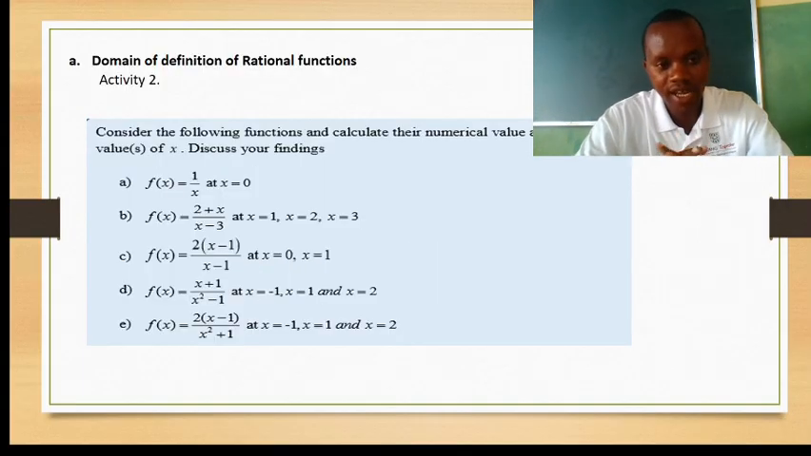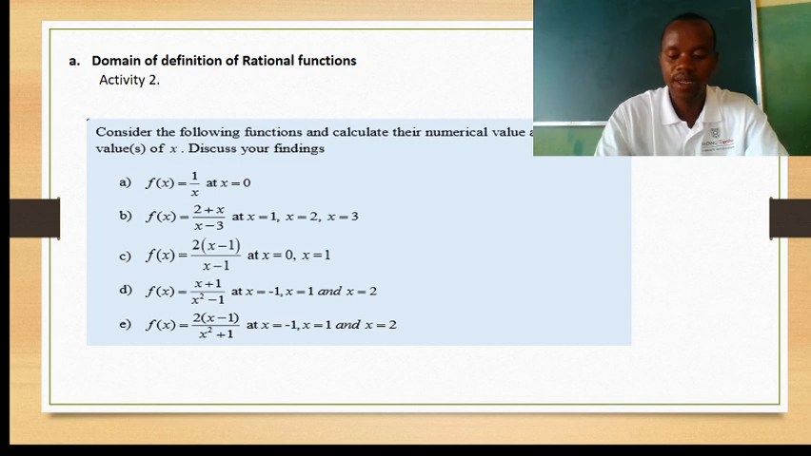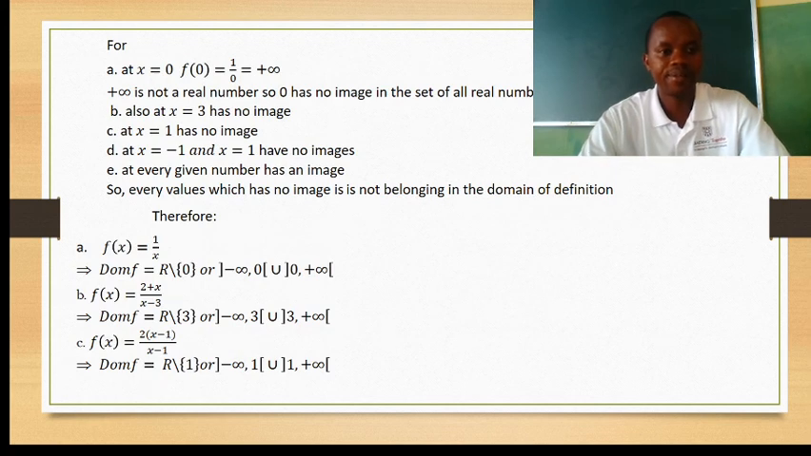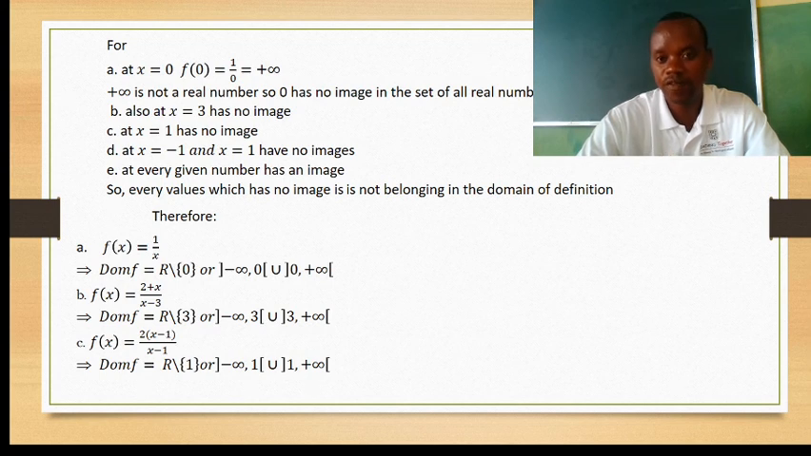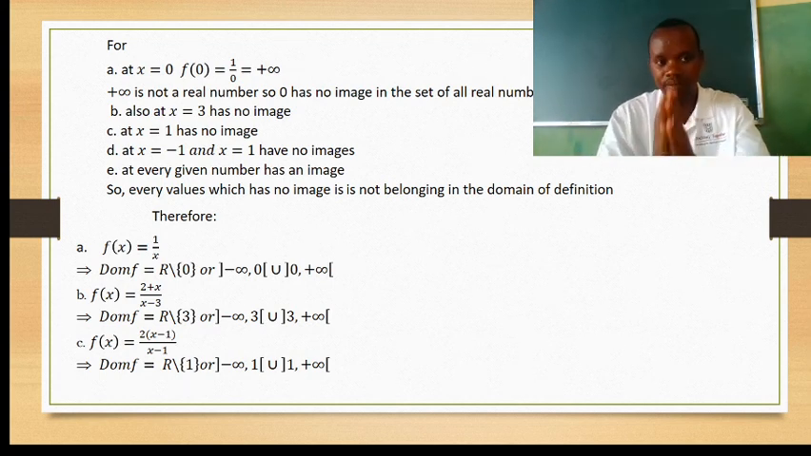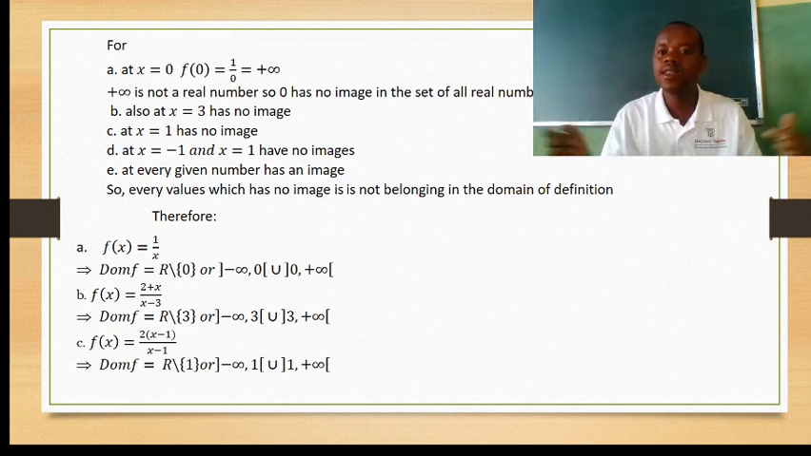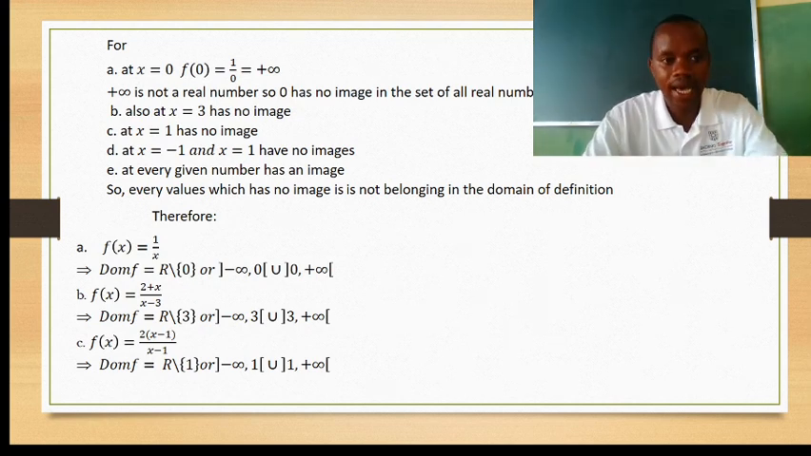I think you have done well. Now let us see together the findings. For A, at x equal to 0, you have calculated f of 0 equal to 1 over 0, which is equal to plus infinity. And remember that plus infinity or minus infinity are not real numbers, and that is why they are excluded. It means that at x equal to 0, it has no image in the set of all real numbers.